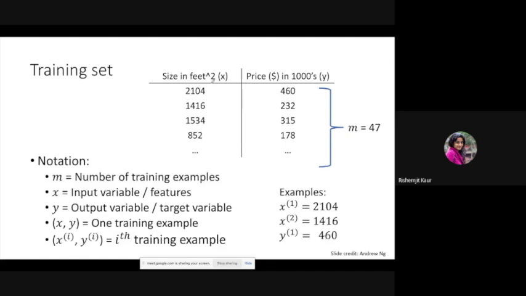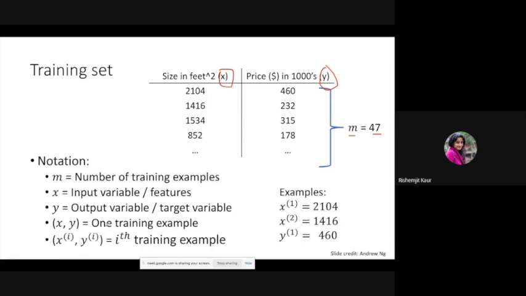So if I put this, instead of the visual, in the form of the data and introduce more notation to you. So let's say this is our data, input and output. Input we are representing by X, output we are representing by Y. M is the total number of examples that we have, like let's say the total number of houses that we have. In this case, let's say M is 47.